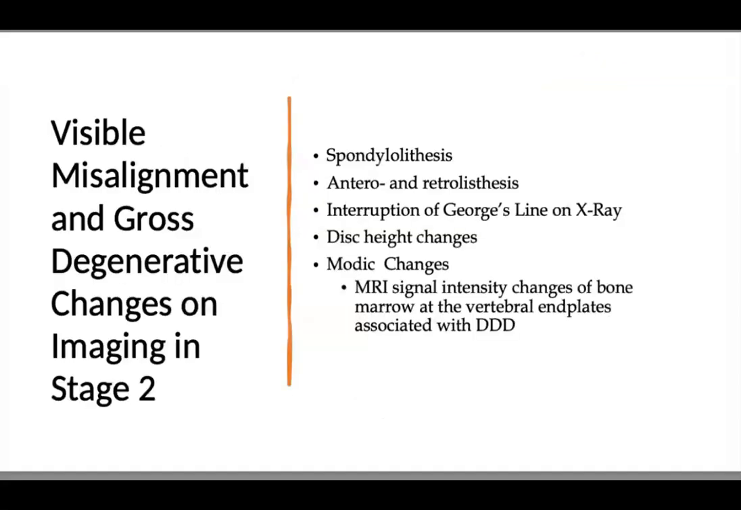These visible misalignments and gross degenerative changes can be seen on x-rays, right? Our spondylolisthesis, our anterior or retrolisthesis, like I said, disc height changes, our George's line on x-ray is now altered, so we're leading towards reverse type curves. In addition, MRIs can show signal intensity changes in the bone marrow and our articular surfaces that can be associated with degenerative disc disease as well.